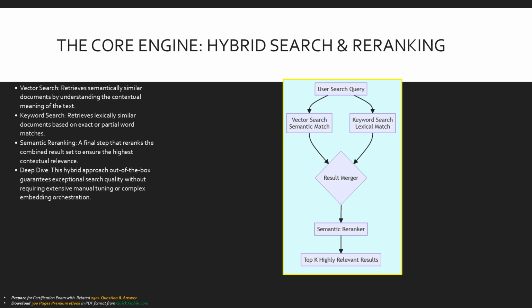When the user search query enters the system, it forks into two parallel execution paths. On the left, the vector search engine hunts for semantic meaning. On the right, the keyword search engine hunts for exact lexical matches. These disparate result sets are pushed into the result merger. Instead of just returning these to the user, the merged list passes through the semantic re-ranker, which evaluates the exact context of the prompt against the retrieved texts, outputting the final top K highly relevant results to your application.